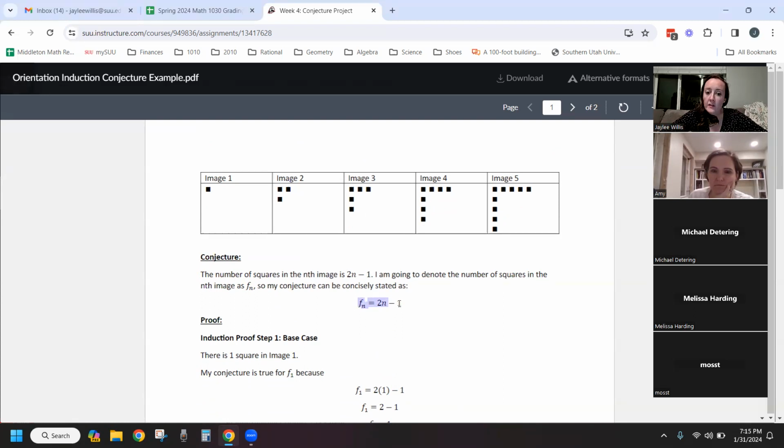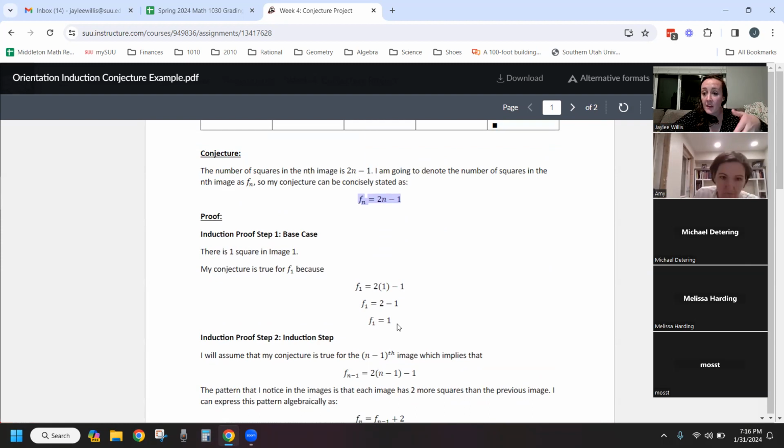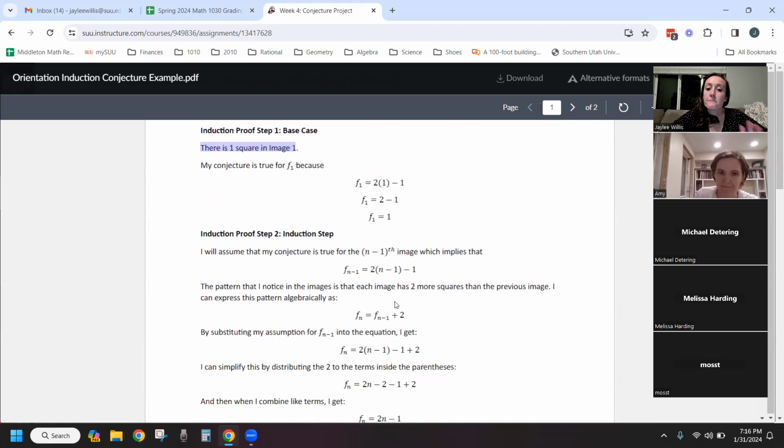So we state our conjecture, and our conjecture should be an explicit formula, a function where you can plug in whatever term number you're looking at to figure out how many squares would be in this pattern. Then the base case is like the first domino. You have to prove that this formula works for just the first picture. In the first image, there's one square, and my formula gives you the number 1. So the base case is always really easy.